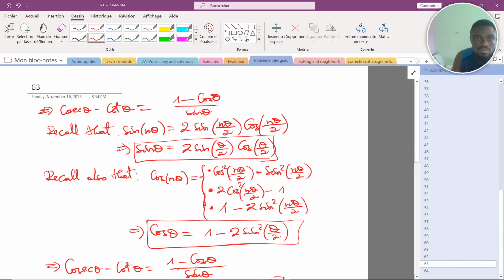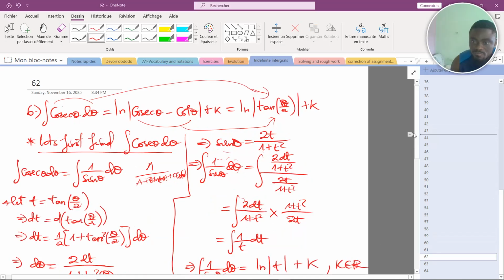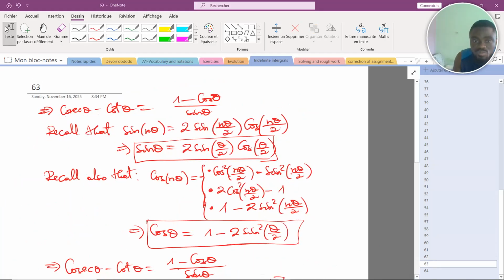Now, this implies cosec theta minus cot theta equals what? 1 minus cos theta all over sine theta. Now, look at something. We are supposed to prove that this is equal to this. What do you notice here? There is already a half angle inside here. So I must do everything possible such that in this expression I need to bring in half angles. Do you understand what I'm saying?